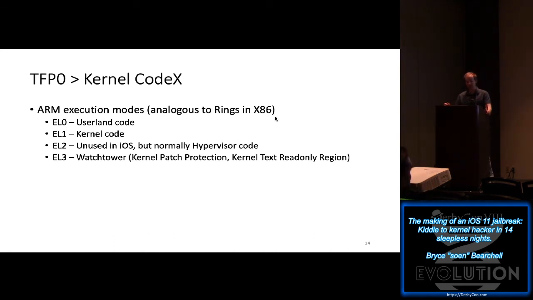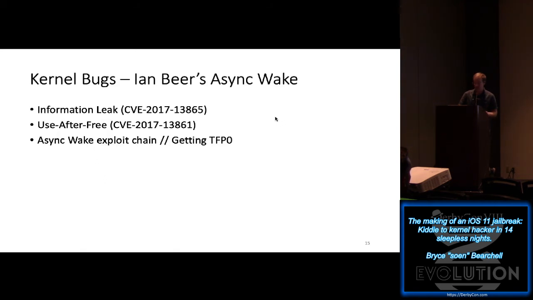And then they have this process in EL3 called Watchtower, right? And this is your kernel patch protection. It goes through memory, and it hashes every single page of memory inside of EL1, the kernel space, and then compares it to see if it's been modified. If it is, it borks the kernel, everything goes down. So that's why we want task for PID 0. We don't necessarily want kernel code execution.